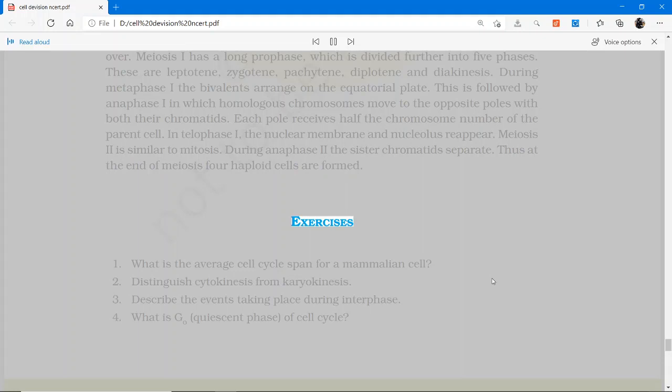Exercises. 1. What is the average cell cycle span for a mammalian cell? 2. Distinguish cytokinesis from karyokinesis. 3. Describe the events taking place during interphase. 4. What is quiescent phase of cell cycle?